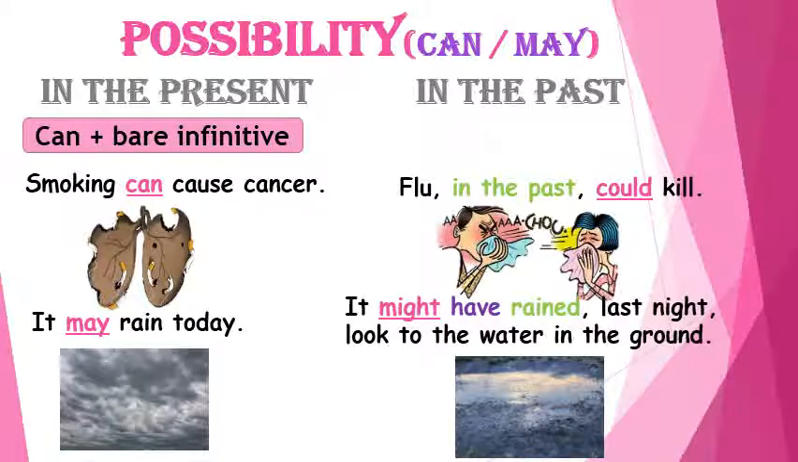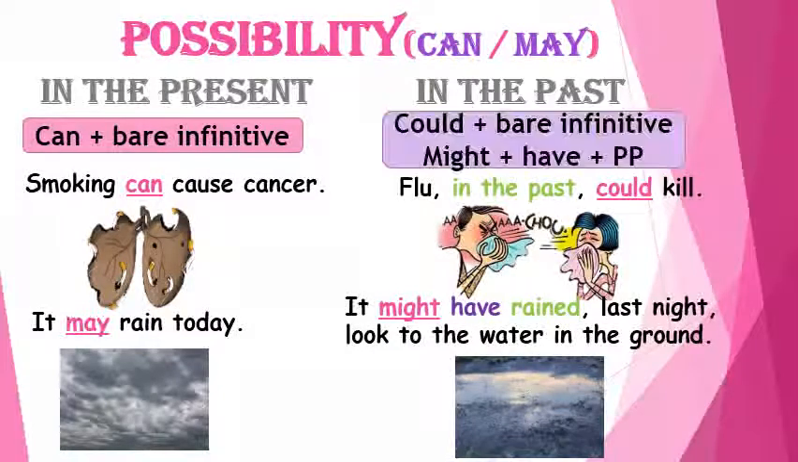It might have rained last night. Look at the water on the ground. It might have rained. Might plus have plus past participle expresses possibility in the past. So the first case is could plus bare infinitive, and the second case is might plus have plus past participle.